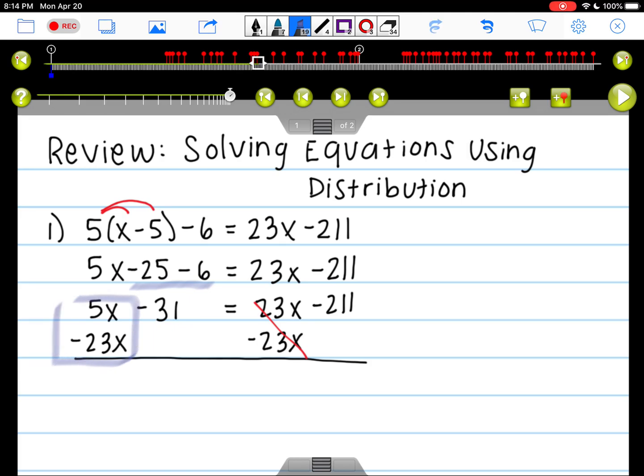So 5x minus 23x gives me negative 18x. I'm just going to drop down that minus 31, and drop down the equal sign. These two canceled, and now all I have left on this side is the negative 211.